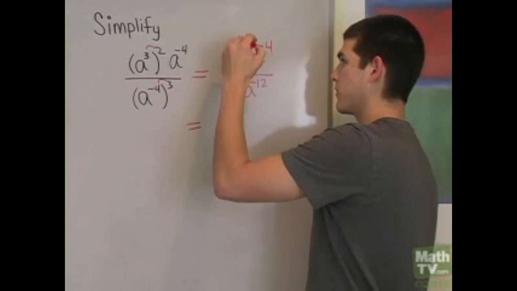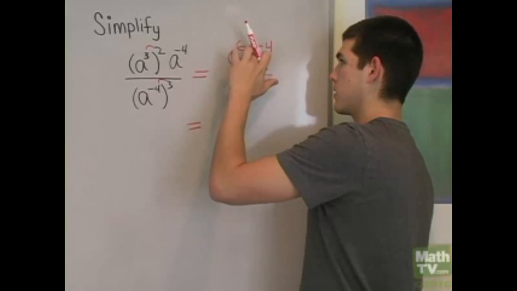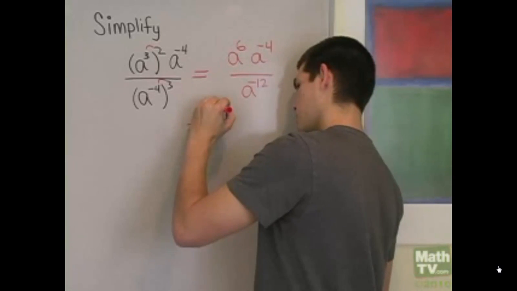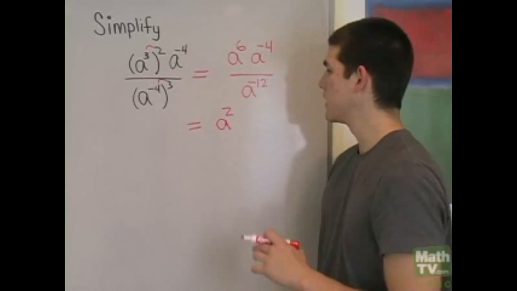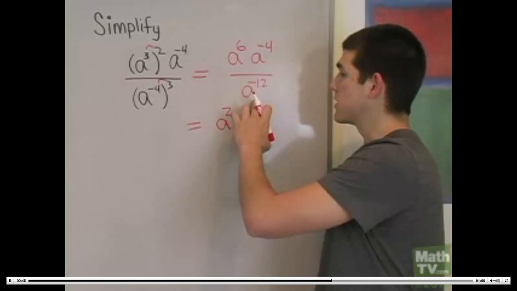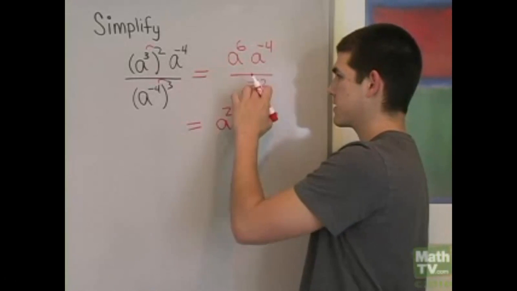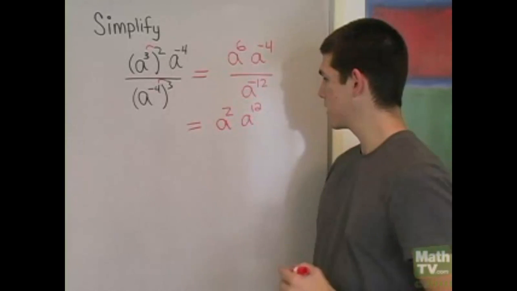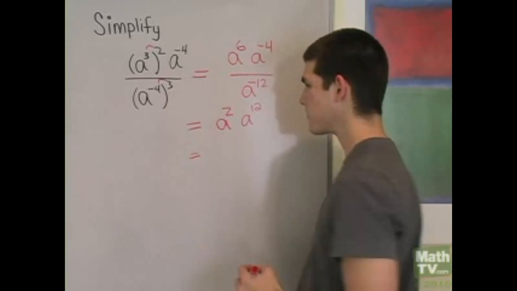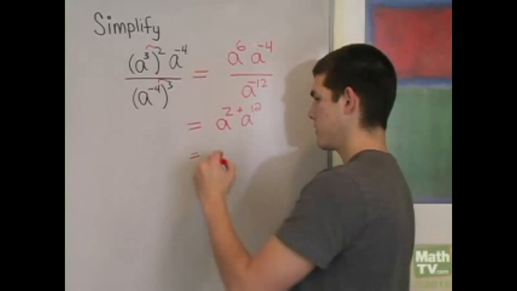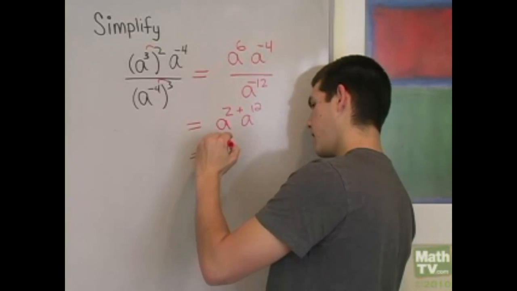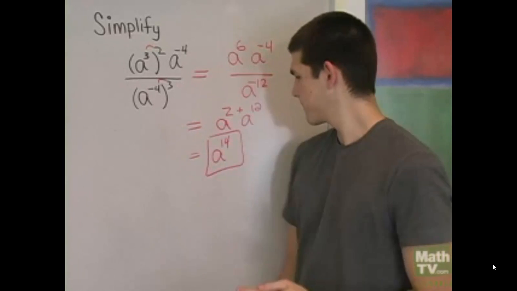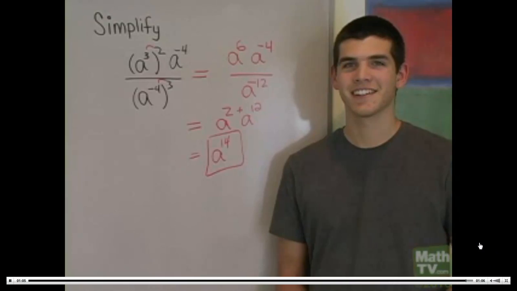Next, we're going to add the exponents. So we have 6 plus negative 4 gives us a squared. And then we'll bring this term up to the top because it's a negative. So we'll have a to the 12th. And then again, we'll add the exponents. So we will end up with a to the 14th. And that's our answer.